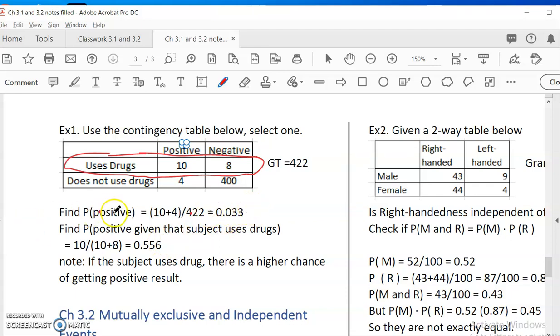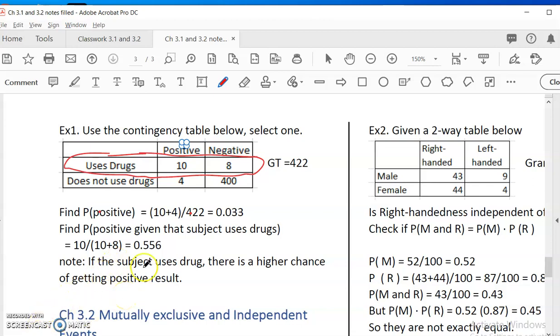So you can see positive and positive given something is different. That means this drug test is useful. There is a higher chance of you getting a positive test result if you actually have taken drugs. So you can interpret it this way. The two wrong diagnostics would be 4 and 8. They're kind of low. You can actually test what is the error of a false positive and an error of a false negative. Okay, so that is all for 3.1, using a contingency table to find probability.